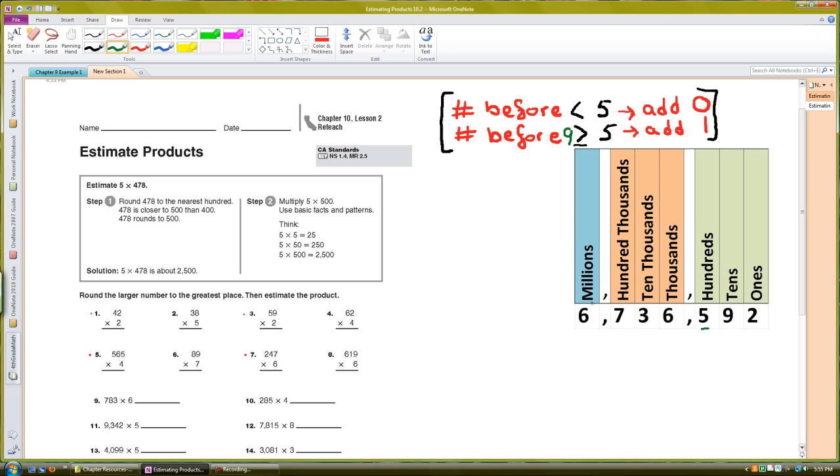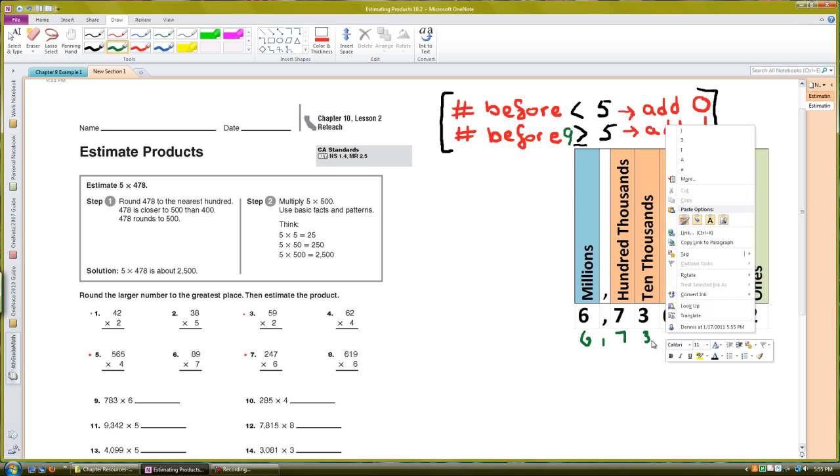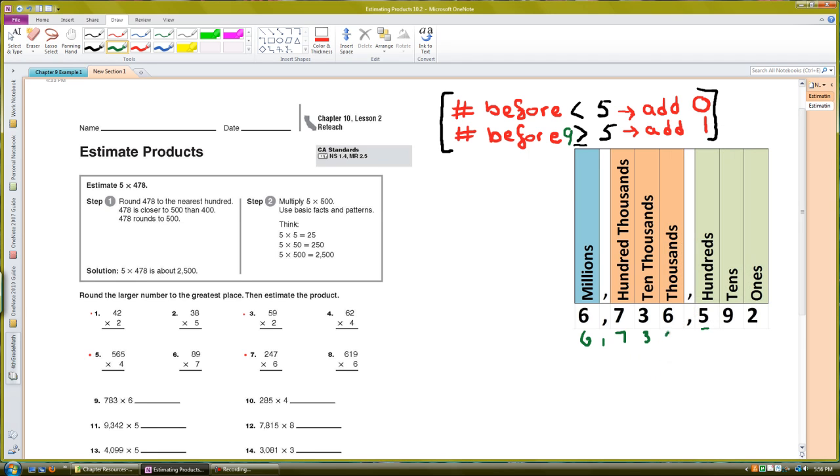So we rewrite our number, 6,736,000. We add 1 to the 5, so we get 6, and everything to the right goes to 0. So if we've rounded off to the hundredths place, we have 6,736,600.